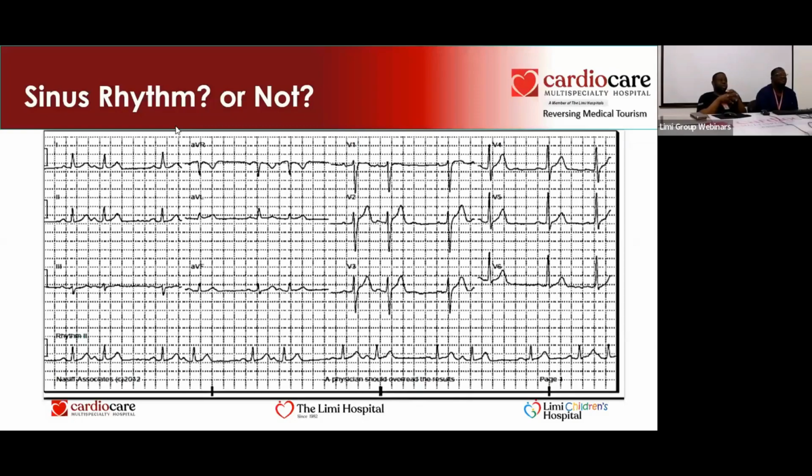All right. So somebody says it's sinus. Somebody says it's not sinus. So P wave in lead 2, we can see it. P wave in lead 2, we can see the P wave there. We can see another P wave there. We can see another P wave there. So P wave in lead 2, is it upright or what is it? Yes, the P wave is upright.